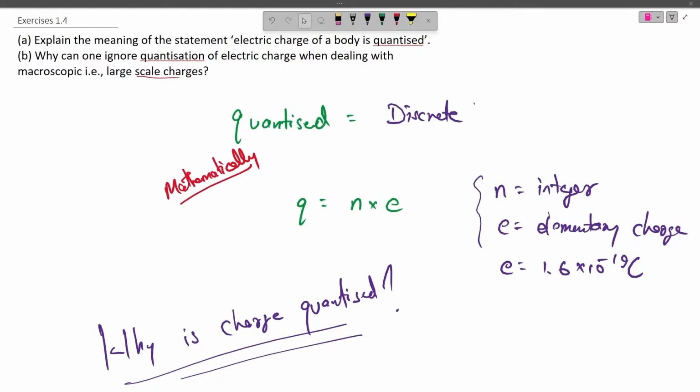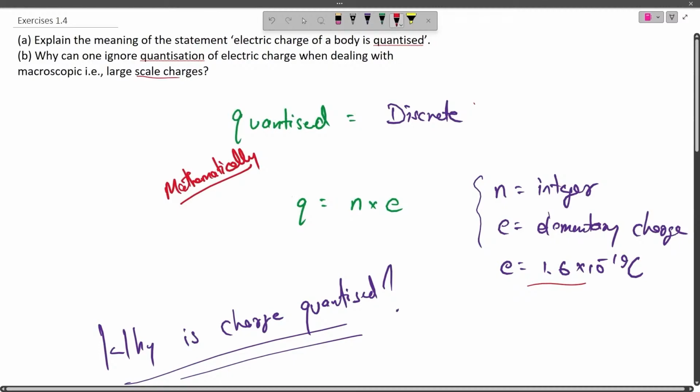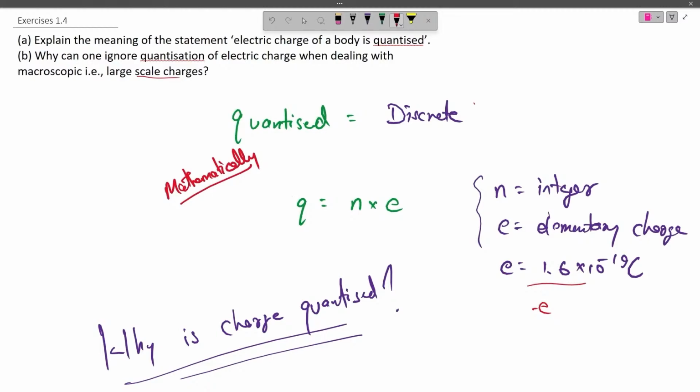So here quantized means discrete, and in terms of electric charges, quantized means it is integral multiple of the smallest or the elementary charge unit, and that elementary charge unit is charge of proton or charge of electron represented by e. So mathematically we can represent the phenomena of the electric charge of a body is quantized as Q equals n times e, where n is the integer. So if the body is having a net negative charge, then it would be in negative multiple of whole number of e, and if it is positive, then n would be positive.